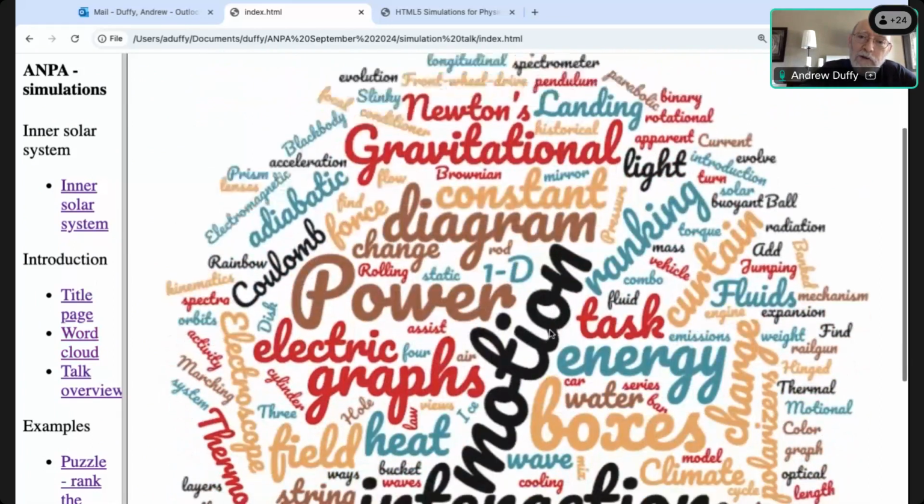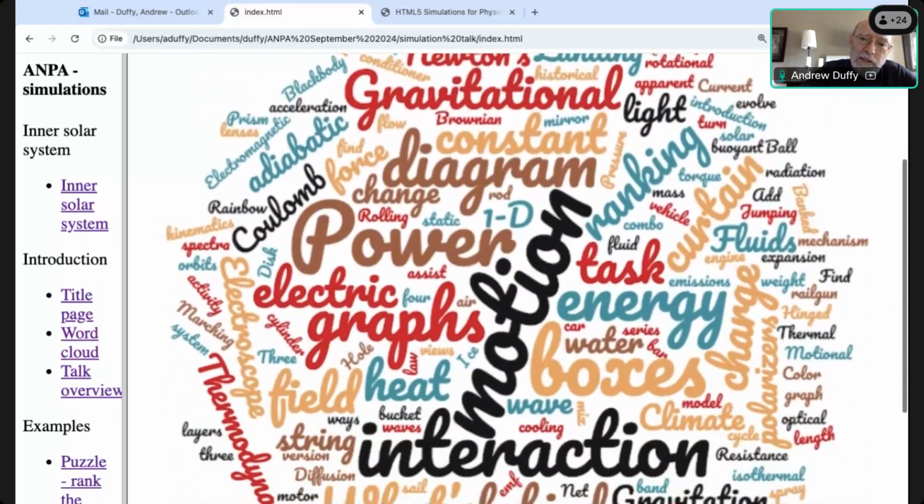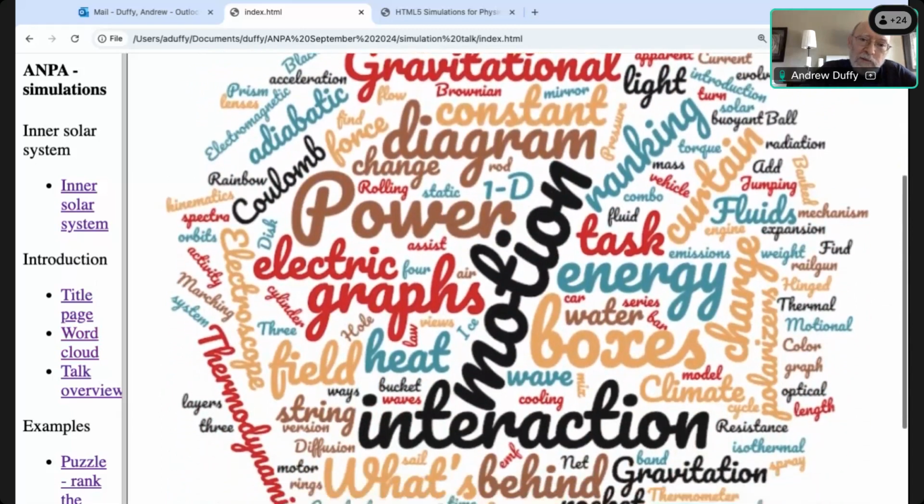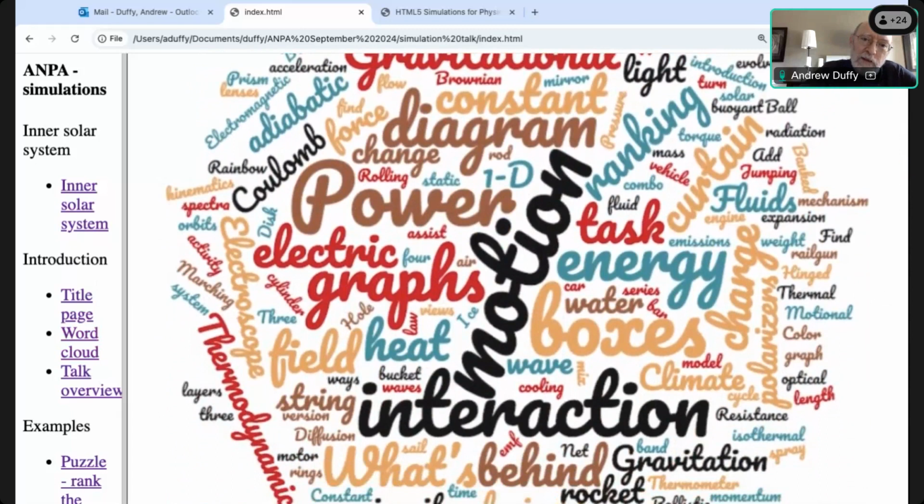And so I did a word cloud of all the various things in the titles of these simulations. So you can see the kind of things that are emphasized: motion, interaction, gravitation. There's ranking tasks. So some of them have ranking tasks. A lot of them have graphs. So I think that's what's nice about these simulations is you can see a ball drop, but you also have a graph that goes with it, for instance.